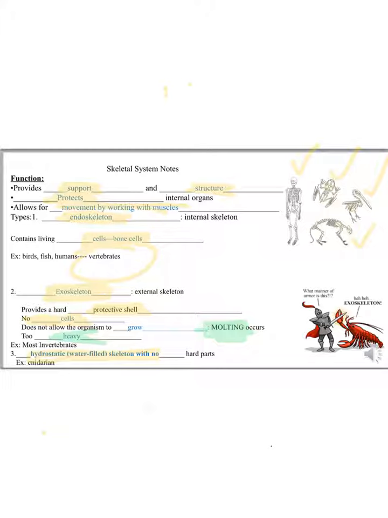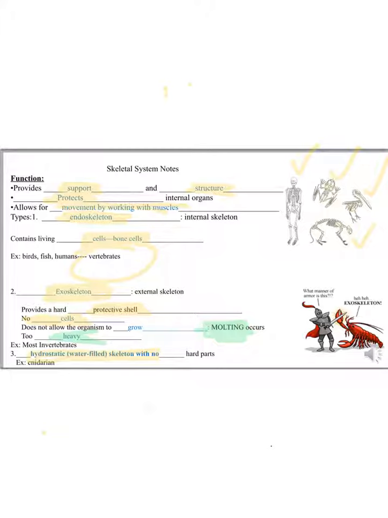Animals like cnidarians, jellyfish, and earthworms, and actually all kinds of worms and mollusks. Those animals have a hydrostatic skeleton. So in summary, guys, there are three types of skeletons: endoskeletons, exoskeletons, and hydrostatic skeletons. The function of those skeletons is to provide support, structure, protection, and movement for those animals that have it.